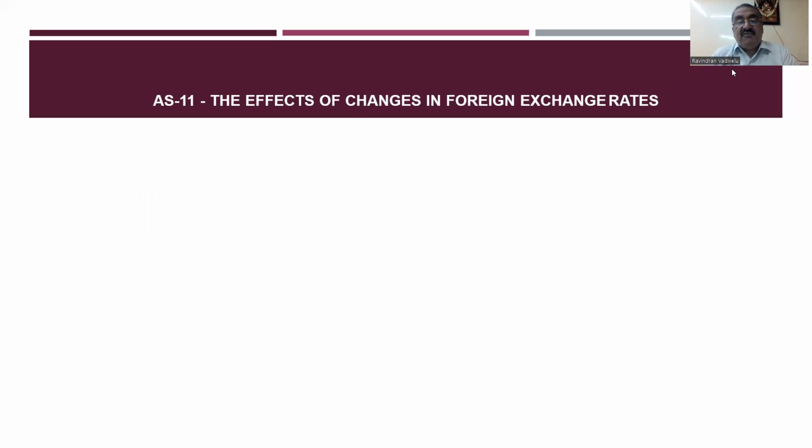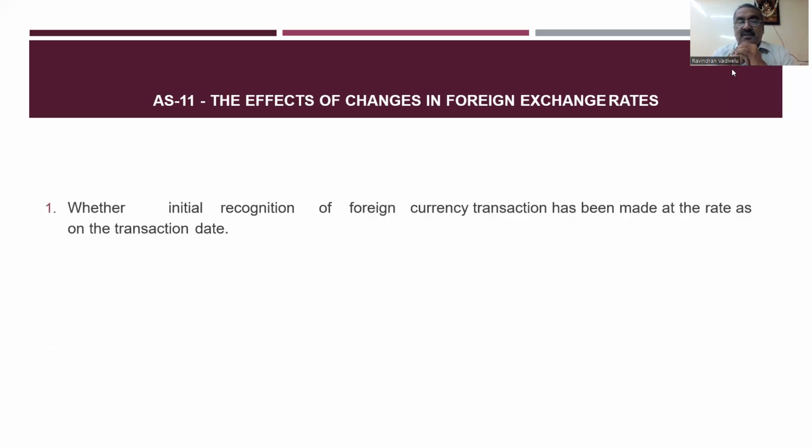The effects of changes in foreign exchange rates. You can find this in all export-based units. At the time of selling the goods, you got, say, $1,000 at the rate of 70. Suddenly the value of the dollar goes to 75. That means you are gaining. That is a profit. That is rate fluctuation. So indirectly AS 11 deals with rate fluctuation. The foreign exchange transactions have to be carried out as per FEMA.